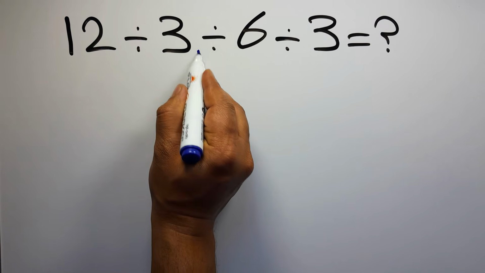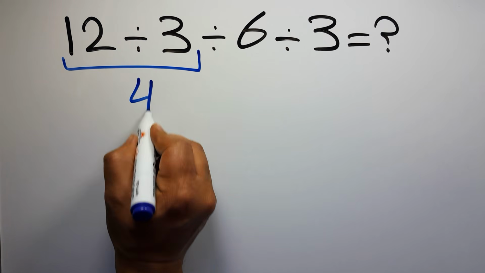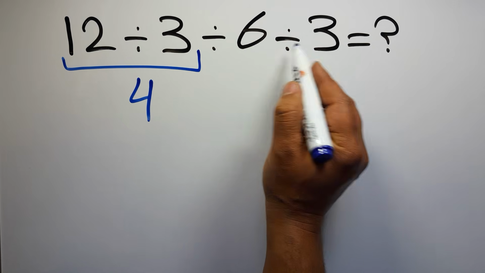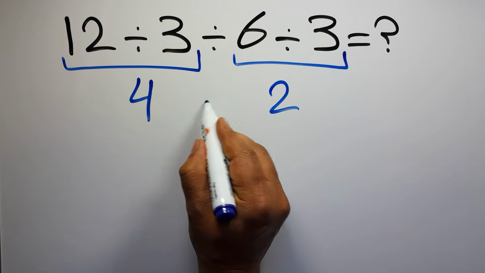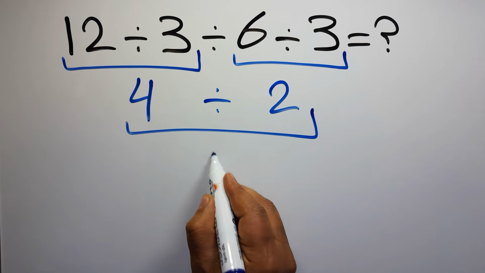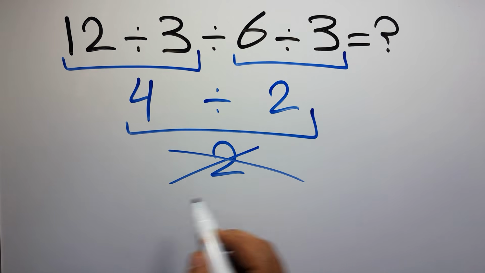12 divided by 3 equals 4. And here we have 6 divided by 3, which equals 2. So 4 divided by 2 gives us 2. But this answer is not correct.